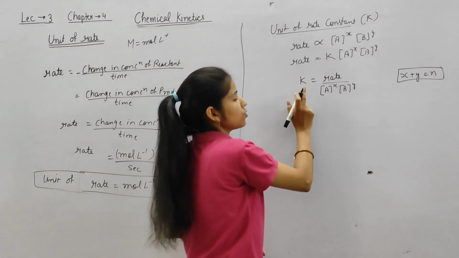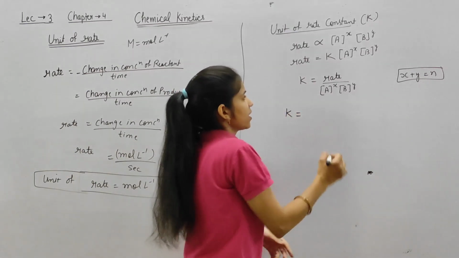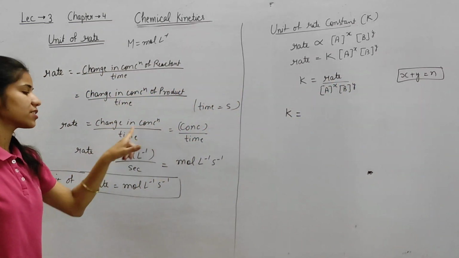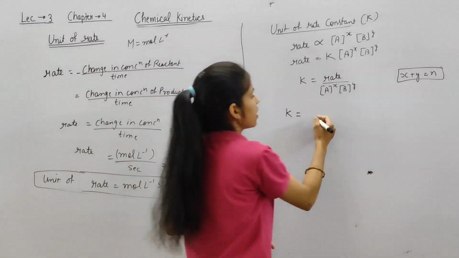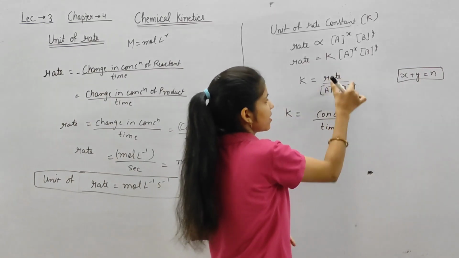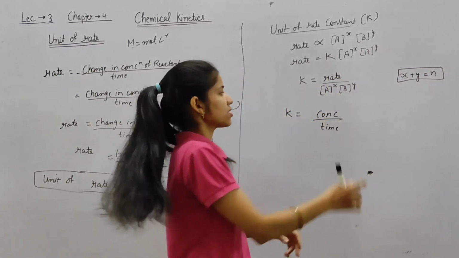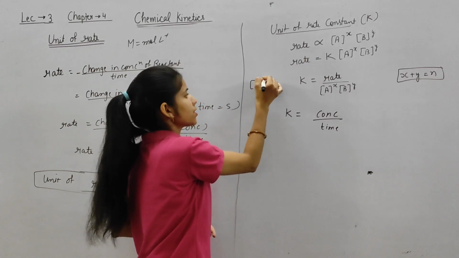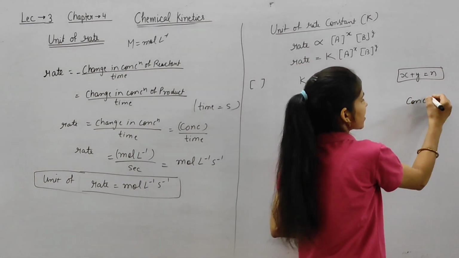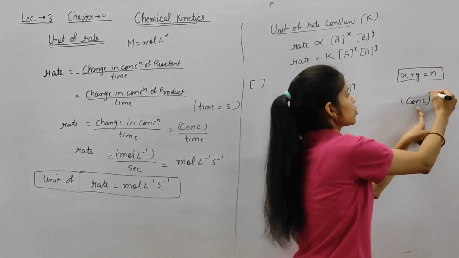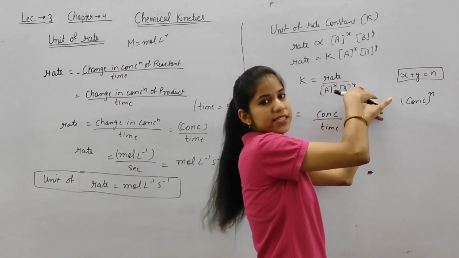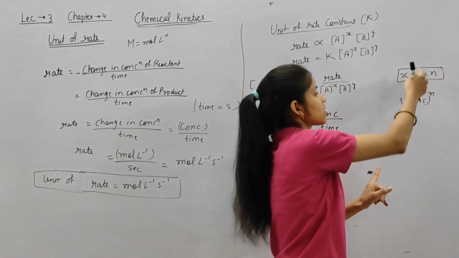Now we have to find out the unit of this K. What do we have for rate? Rate is change in concentration by time, so concentration by time. This is rate. Now in the divisor we are having this, which is also concentration. This symbol is used for concentration. We can write concentration raised to the power n, because x and y are the powers on the concentrations. If the base is the same, the powers add, so the power is n, x plus y, which is equal to n.